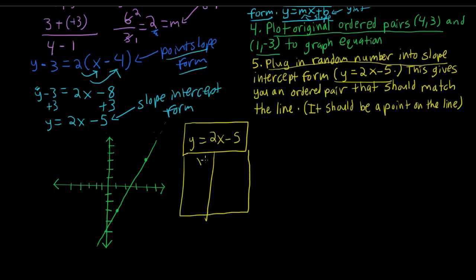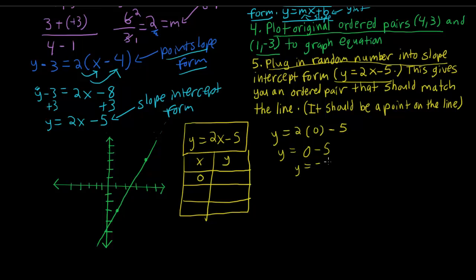So you got your x and you got your y. In this case, let's start with setting our x value to 0. So you have y equals 2x minus 5. We substitute a 0 for this x, and you end up with y equals 2 times 0 is 0, minus 5, so y equals negative 5.